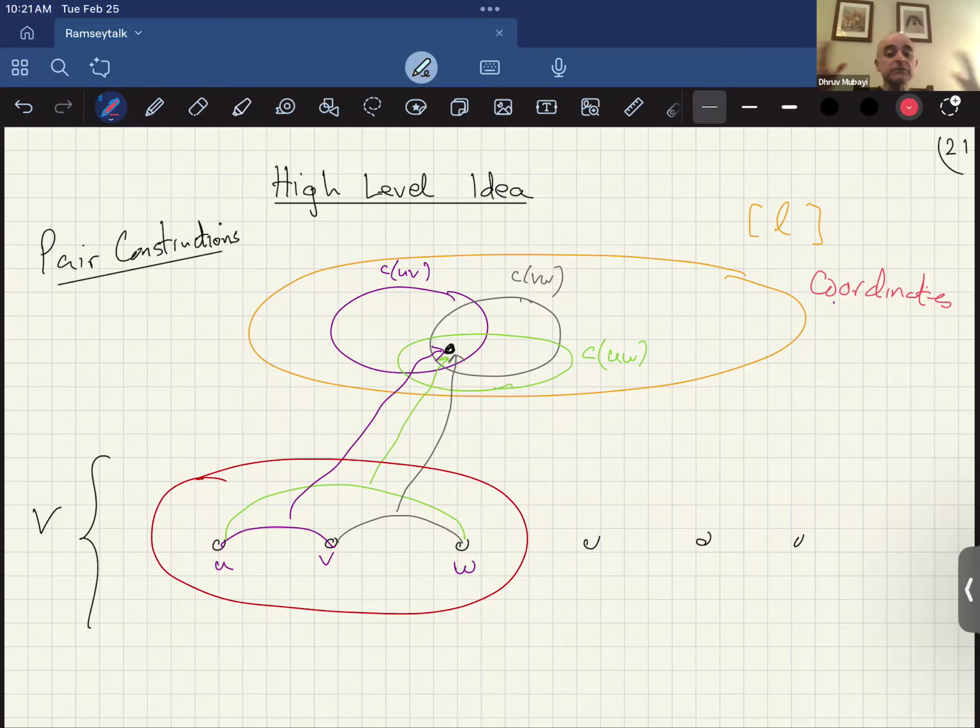So this is a high-level picture of a large class of constructions in hypergraph Ramsey theory, which we call pair constructions. For the obvious reason, you do something random on the pairs, and then that determines what happens on the triples. And basically, all constructions use some version of this.